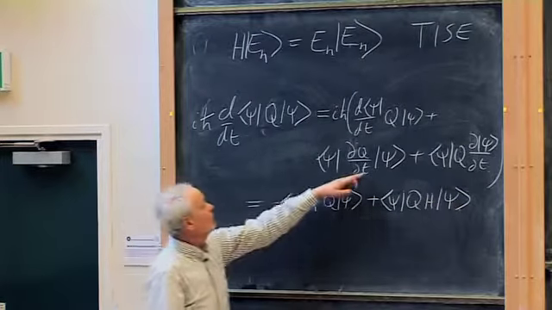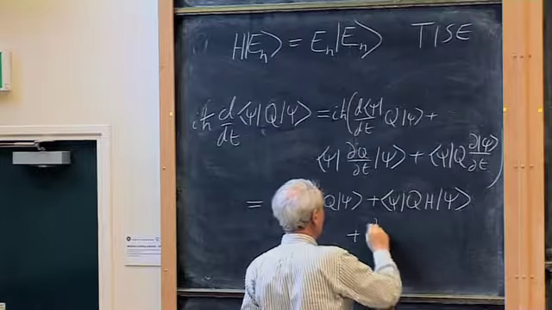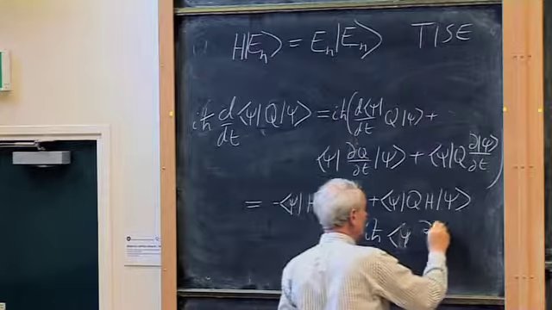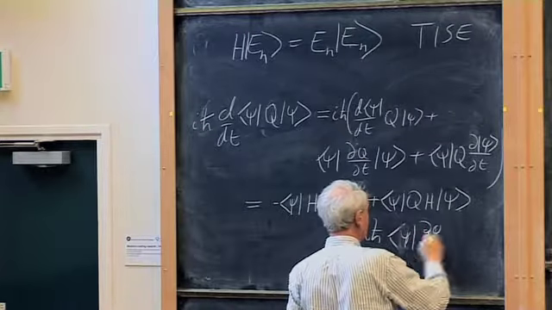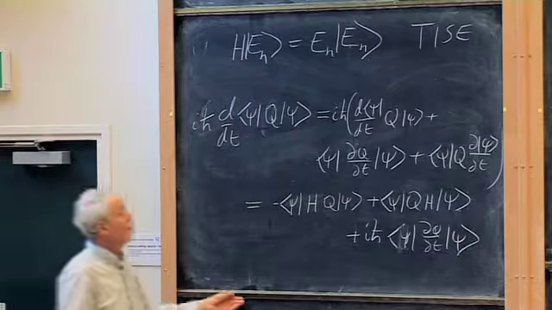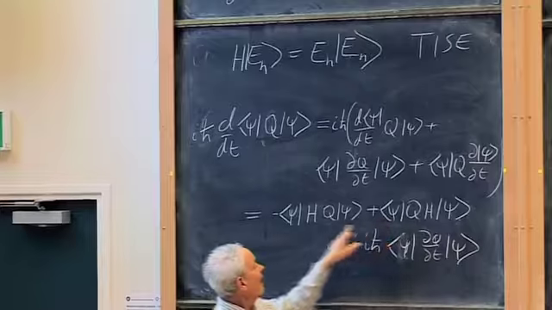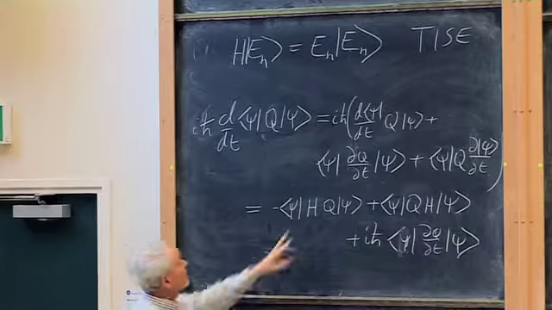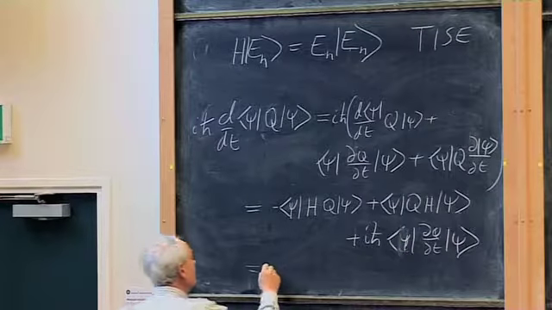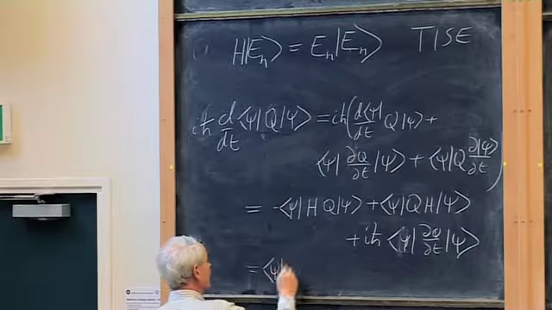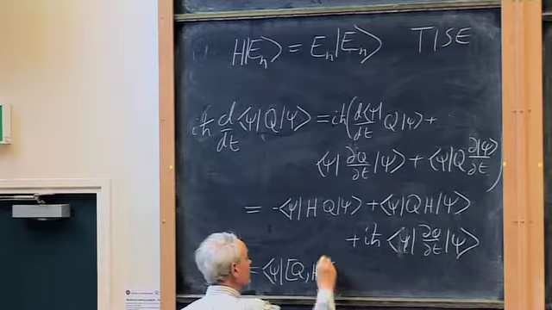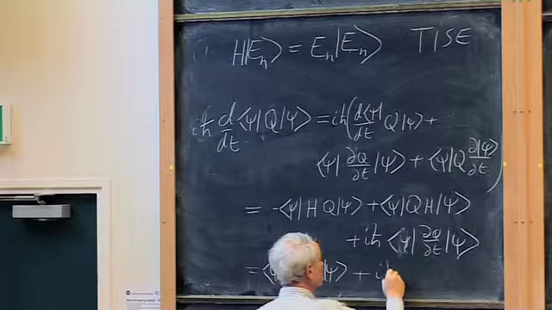And then we have a trailing bit here, which will be plus iħ ⟨ψ| dQ/dt |ψ⟩. And these two can be handily combined together into a commutator because there's a minus sign here, otherwise the order of the Q and the H are swapped around. So this can be written as ⟨ψ|, the commutator [Q, H], |ψ⟩, and then this is plus iħ.